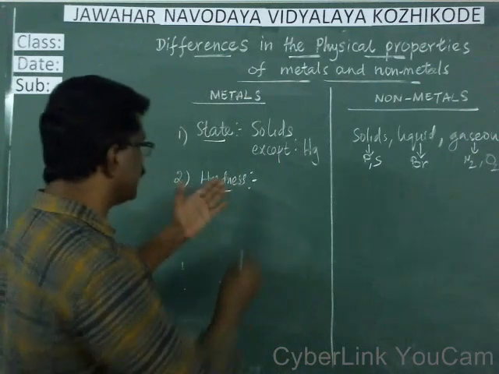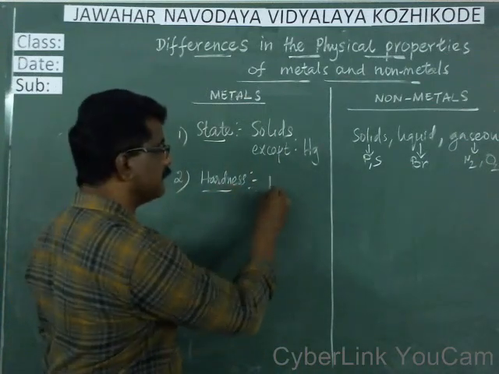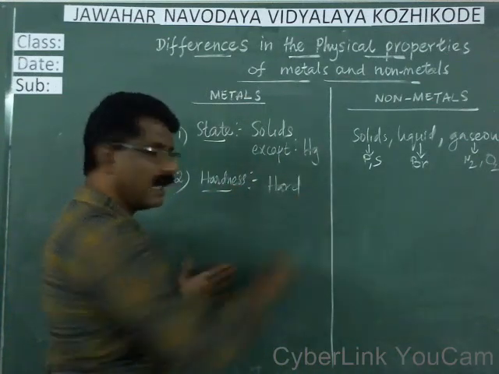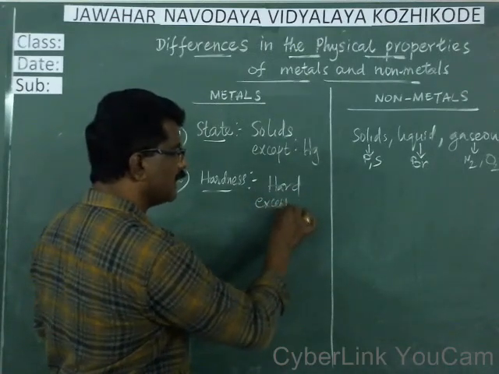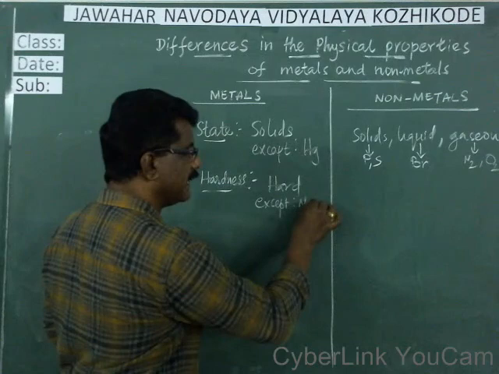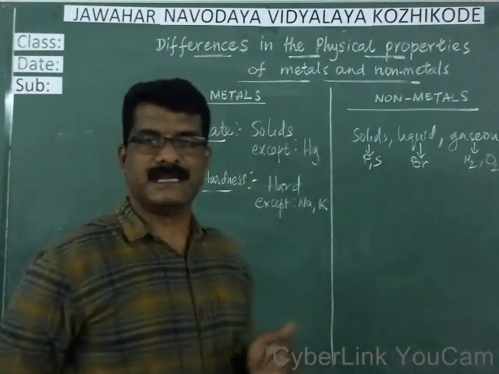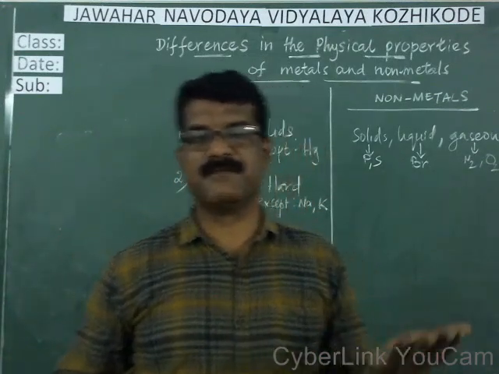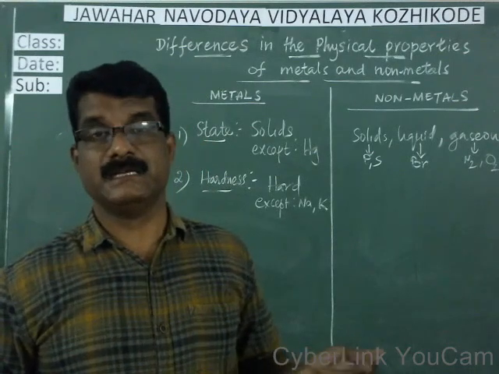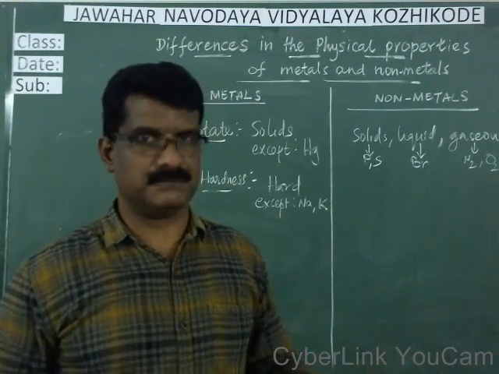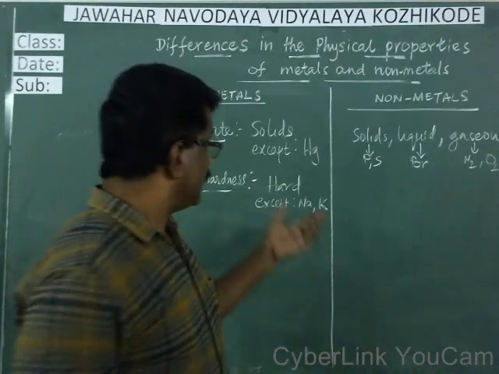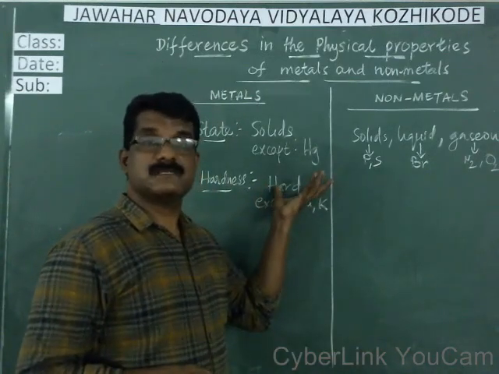So we can write general characters. Generally, metals are very hard. Exceptions are sodium, Na, and potassium, K. Sodium, Na, is derived from natrium. K is derived from the Latin word kalium. So sodium and potassium are exceptions, whereas generally metals are hard.